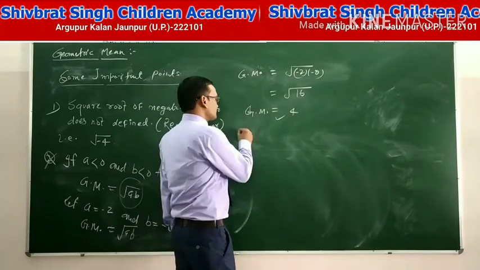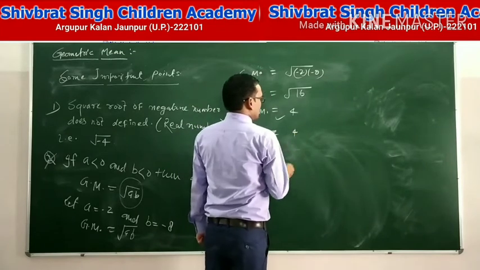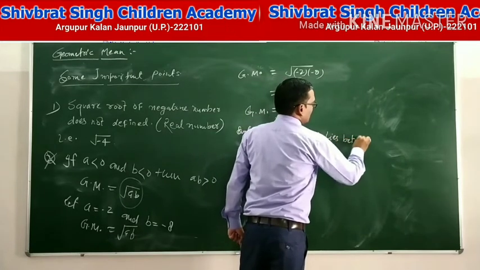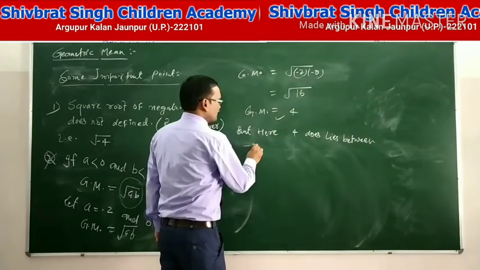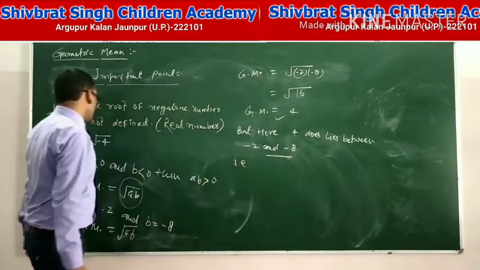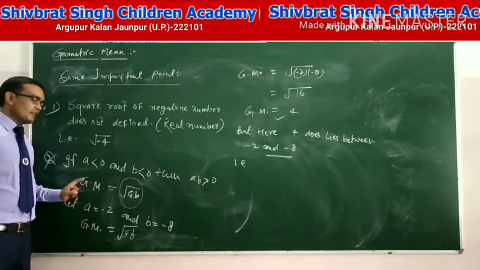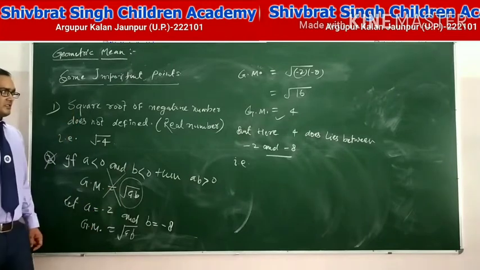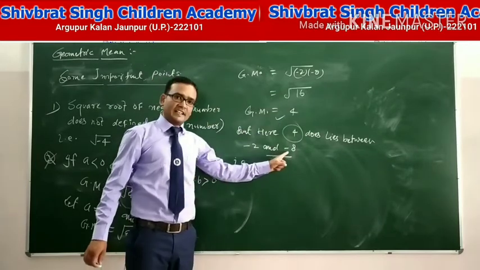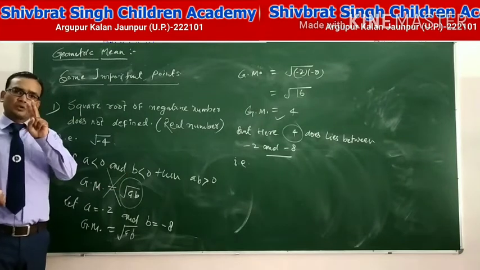But here 4 does not lie between minus 2 and minus 8. That means you cannot find the geometric mean of two negative numbers, because 4 does not lie between minus 2 and minus 8. So we take the geometric mean of two positive numbers.